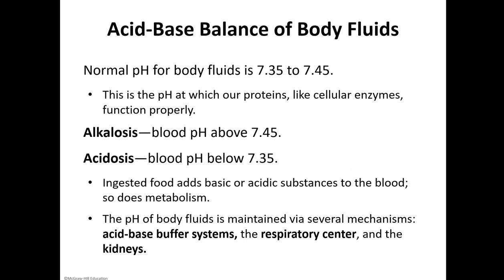Normal pH of bodily fluids is between 7.35 and 7.45. If blood pH rises above that, a person is said to have alkalosis. If blood pH decreases below that, a person is said to have acidosis. These are abnormal conditions that need medical attention. Ingested foods add basic or acidic substances to the blood. So does metabolism. The pH of body fluids is maintained via several mechanisms: the acid-base buffer system, the respiratory system, and the kidneys.